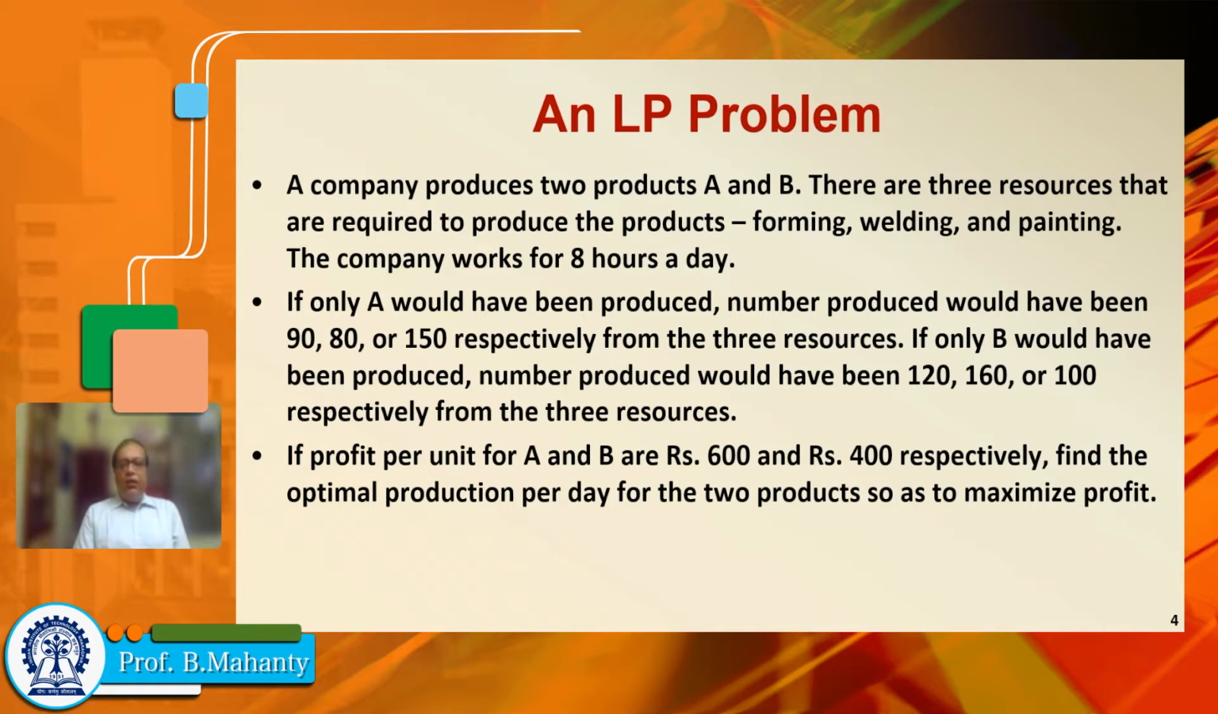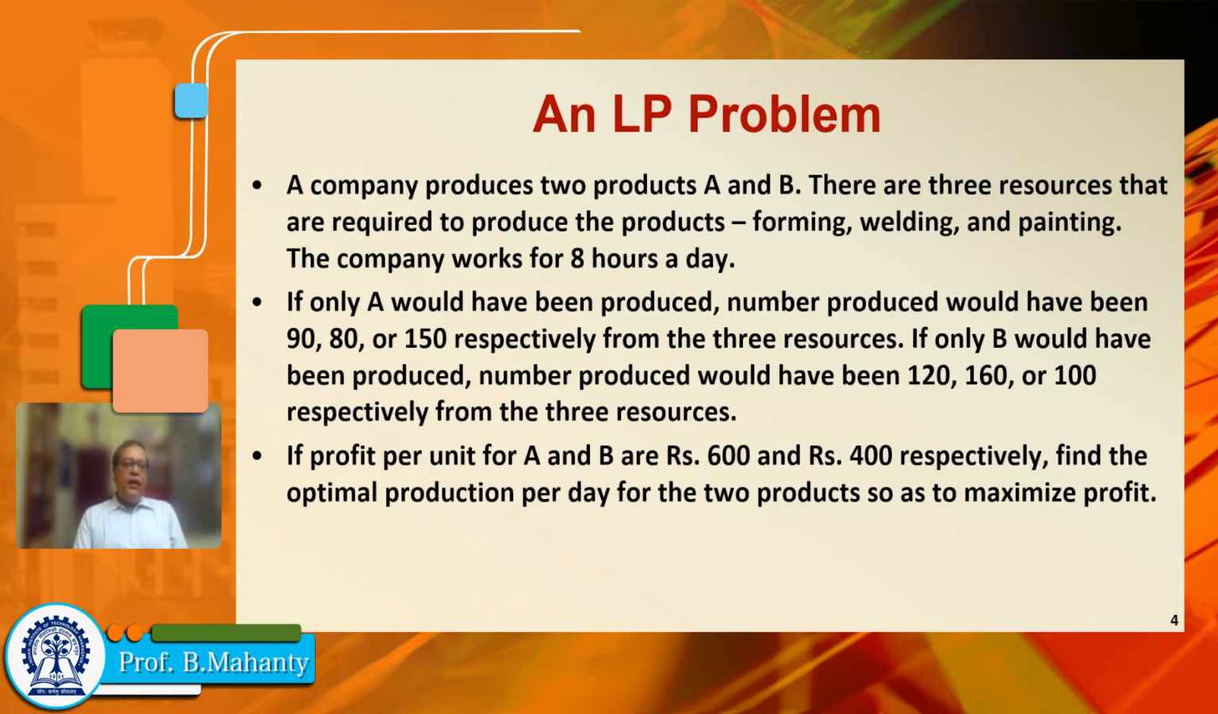Now, as in all product mix problems, this is also a product mix problem. So, as you see, for the first resource, that is forming, if only A would have been produced, then we could have got 90. If only B would have been produced, we would have got 120. So if X1 quantity of A and X2 quantity of B are produced, then their share would be X1 by 90 and in this case X2 by 120.